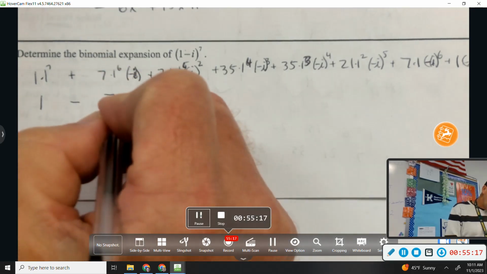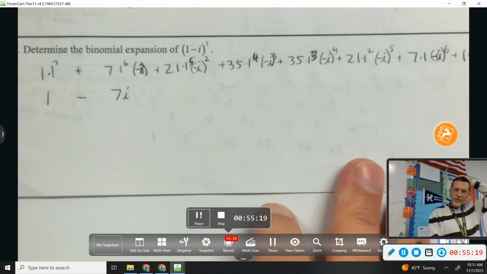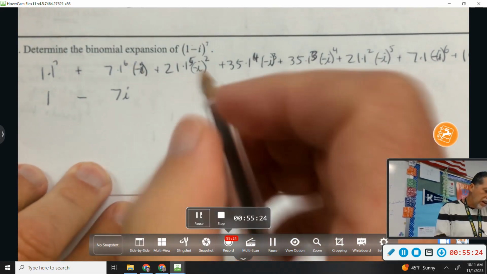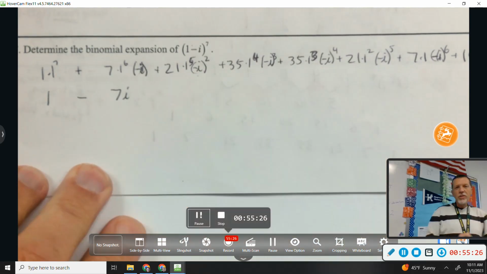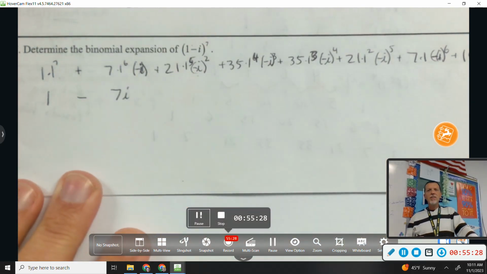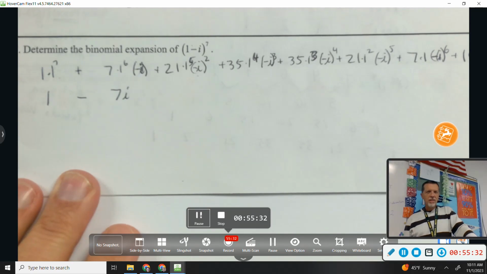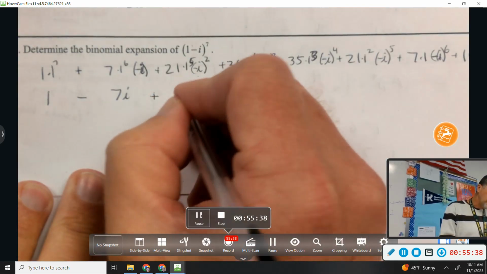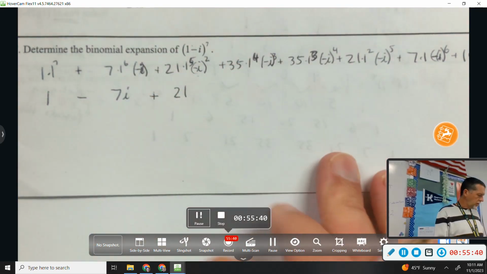Okay, so it starts out easy, right? 1, and then minus 7i. What's i squared equal to? Or excuse me, what's negative i squared equal to? That would be 1. So plus 21.